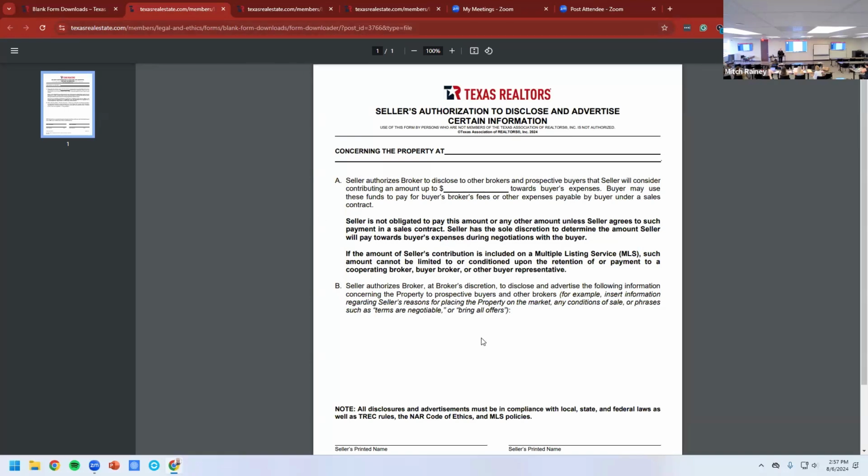The items under B, does that go into the MLS or is that just for us to talk? No, that's just for, well, sometimes it does, because you've put in agent remarks, bring all offers or seller is motivated. Yeah, you're allowed to put that in there. It's giving you permission to advertise those or answer the question.